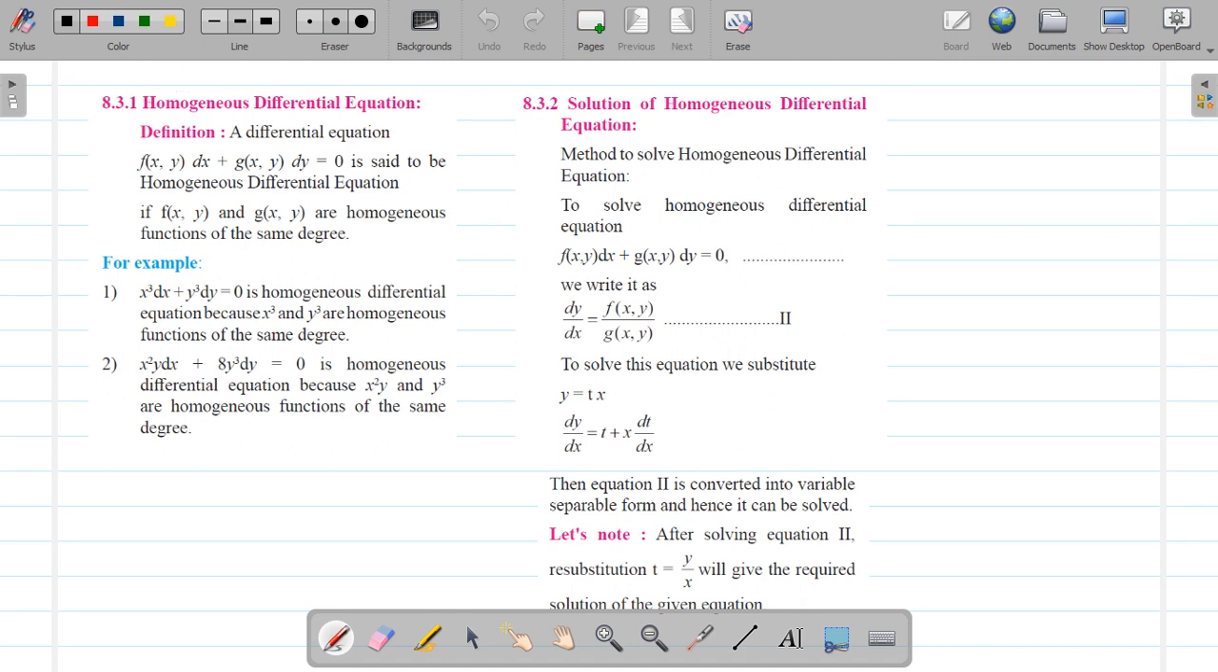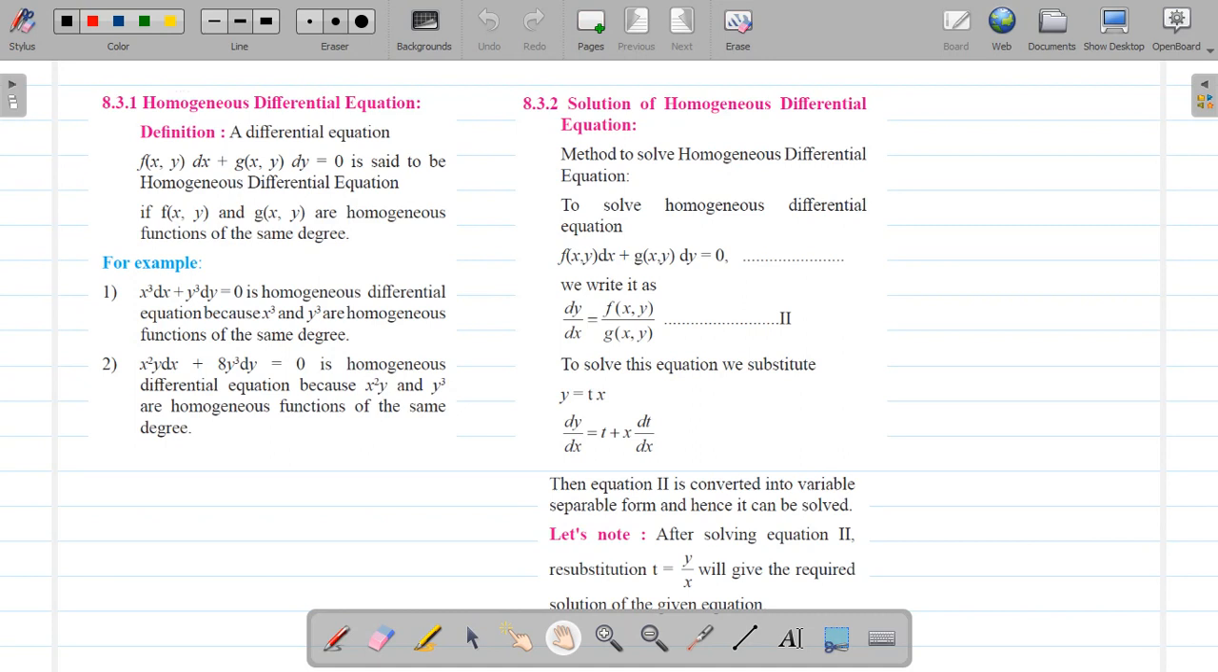Dear students, today we are going to discuss the homogeneous differential equation and how to find the solution of a homogeneous differential equation. But before that, let us see what we mean by a homogeneous differential equation.